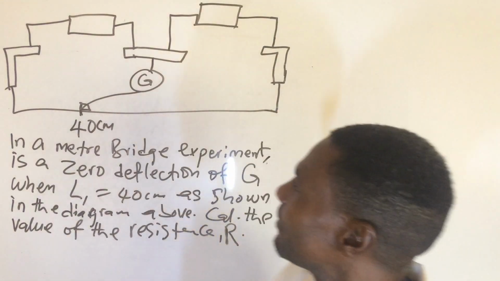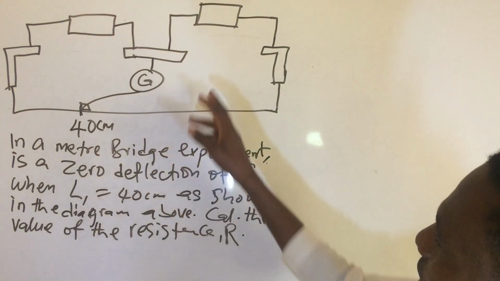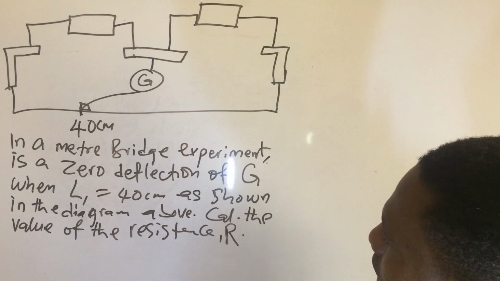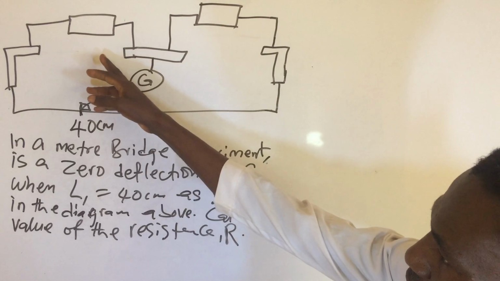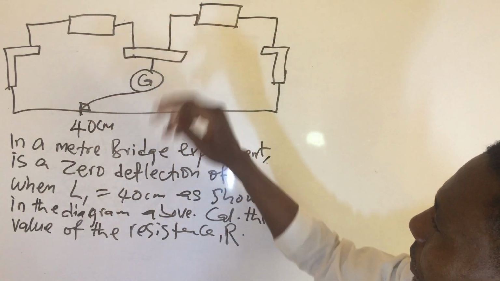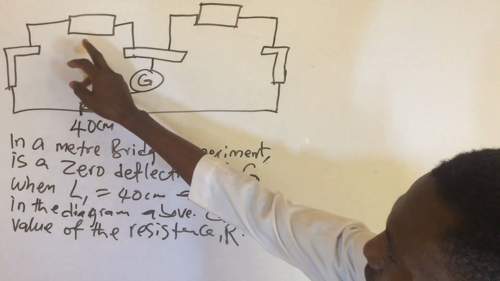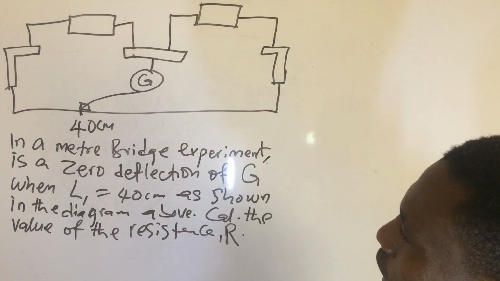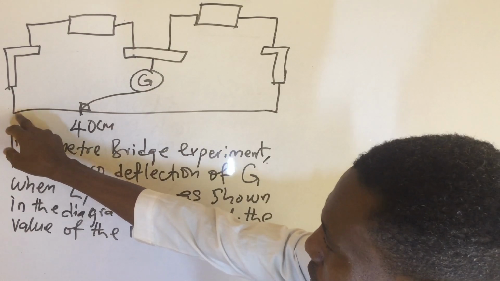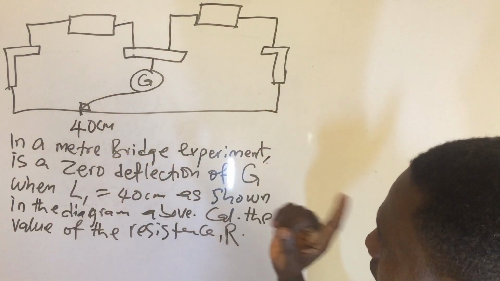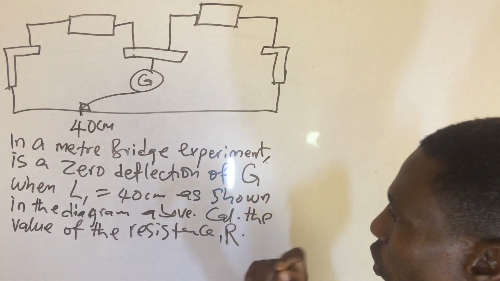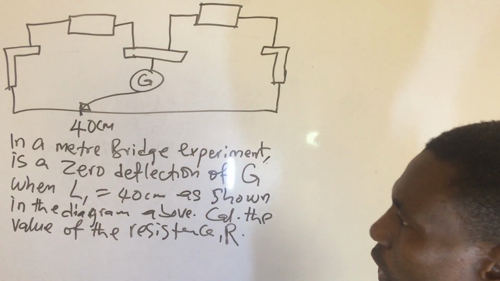The question says, this is the diagram of a meter bridge practical. This is one of the two resistors, resistor one, resistor two. This is a constant wire, or any stable wire for the experiment, whose length is always 100. The length from here to here is always 100. Make sure you know that.